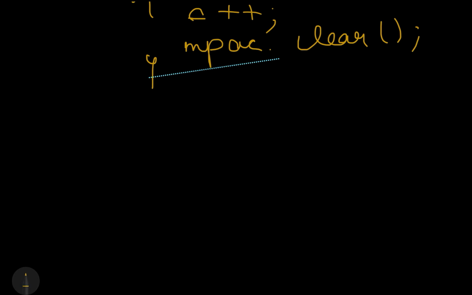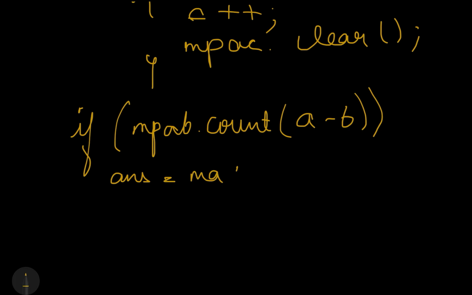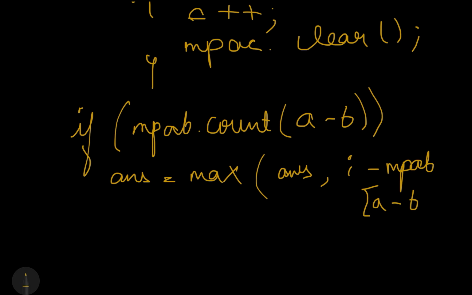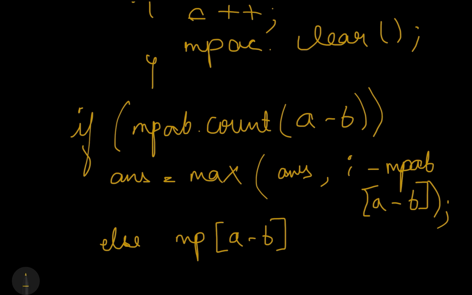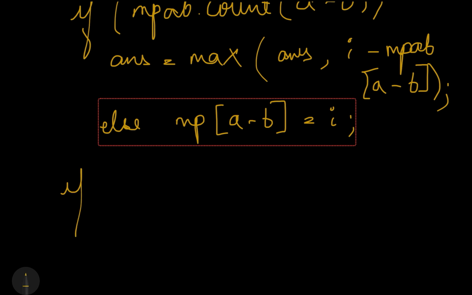Then what we'll do is check if currently our MP AB dot count of A minus B is there. Then we'll have answer equal to max of answer comma i minus MP AB of A minus B. Else, we'll store this in our map.